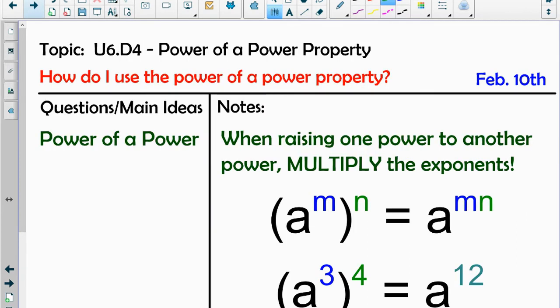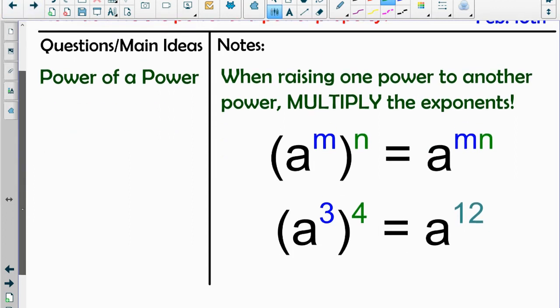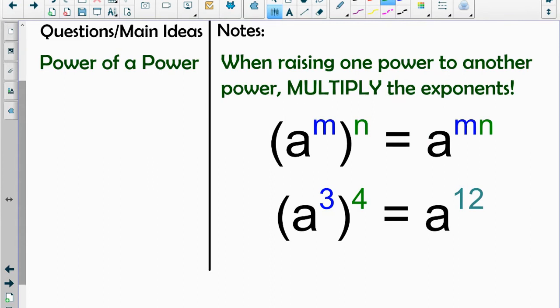All right, our third property is called the power of a power property. So the power of a power is exactly what it sounds like. You are taking something that is already a power with an exponent and raising it to another power. In other words, a raised to the mth power is being raised to the nth power again. And the little trick here is that we can actually just multiply the 2 exponents together to get the new exponent. When you look at our example, a to the 3rd power raised to the 4th power is a to the 12th power, since 3 times 4 is 12.